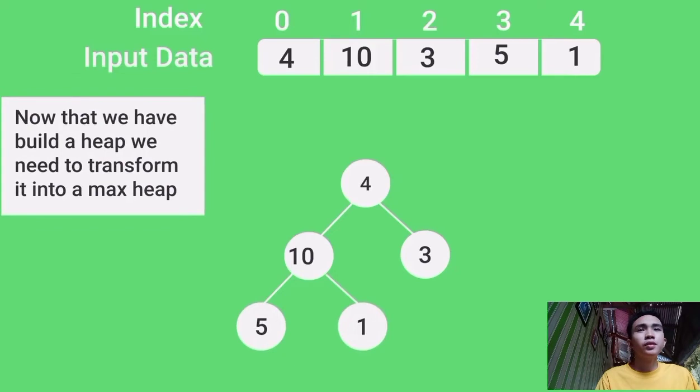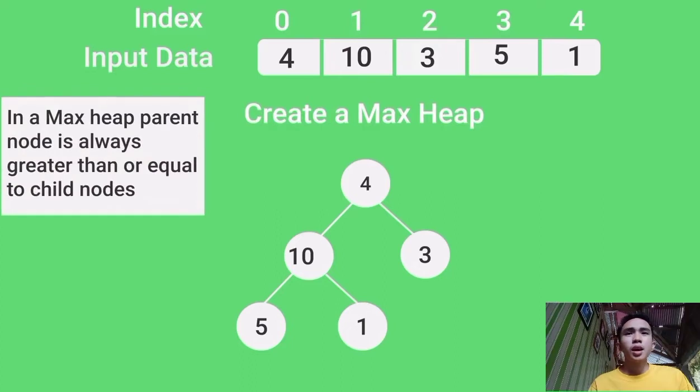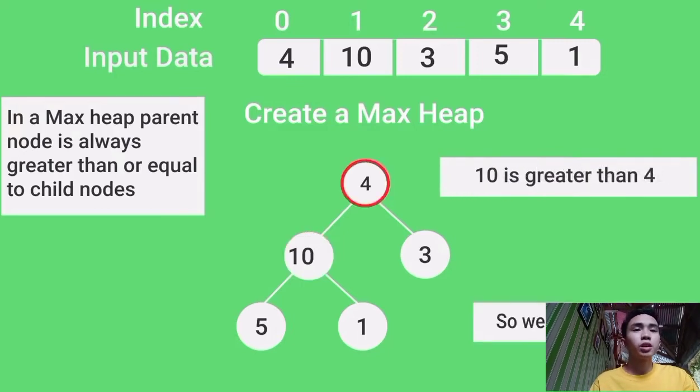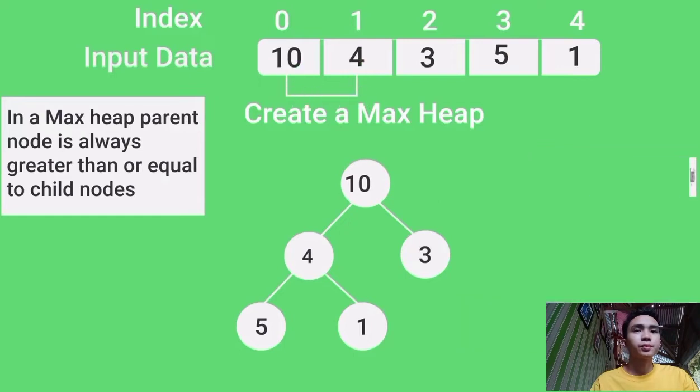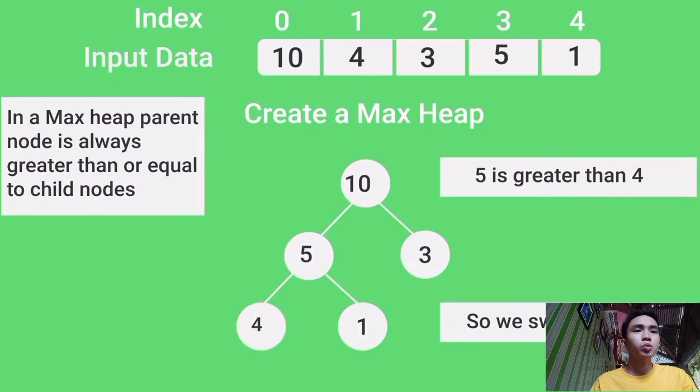Now that we have the built heap, we need to transform it into a max heap. In a max heap, a parent node is always greater than or equal to its child nodes. Since 10 is the largest number and 10 is greater than 4, we swap 4 and 10. And 5 is greater than 4, so we swap 5 and 4.